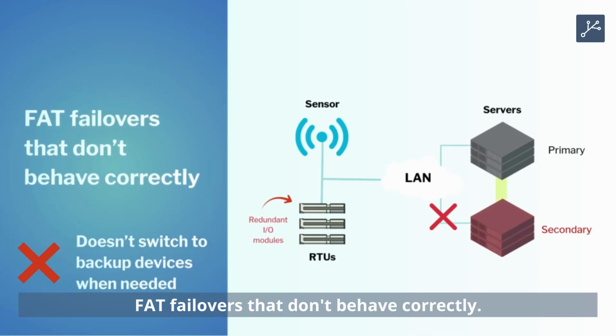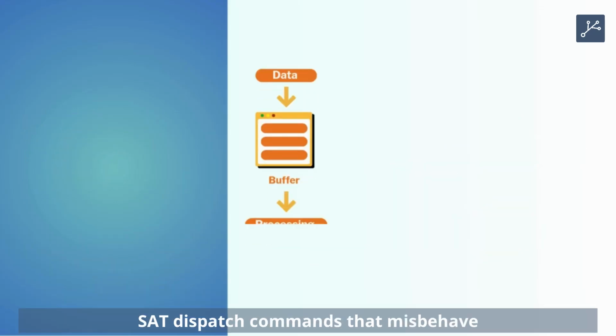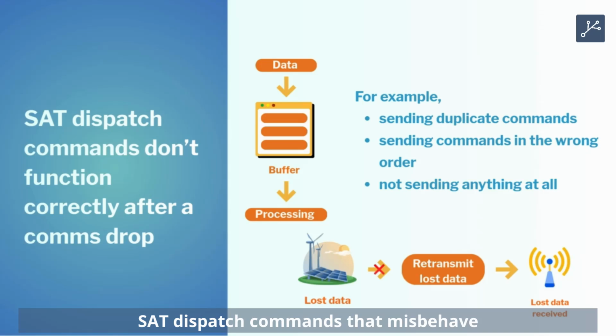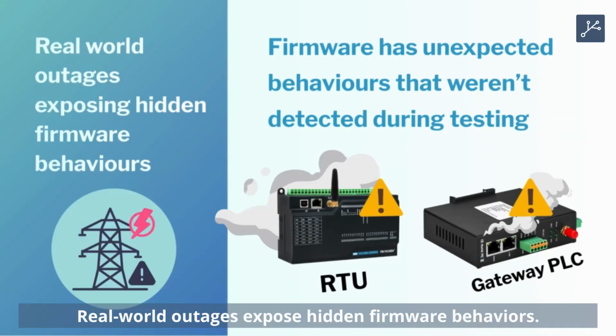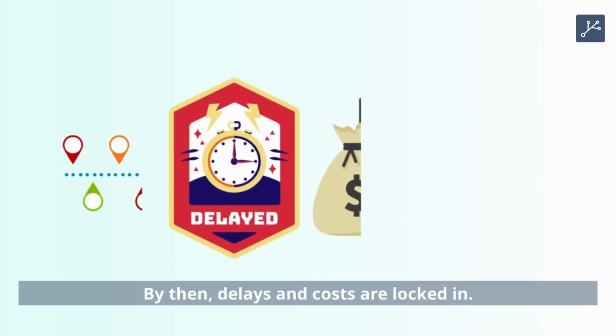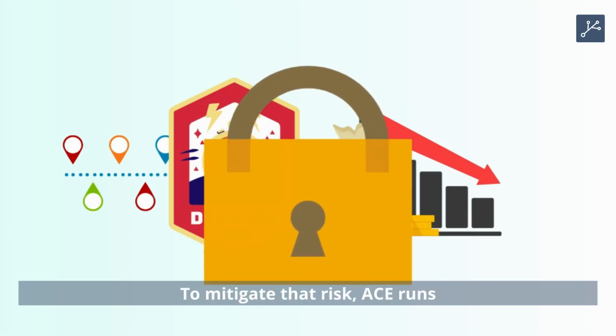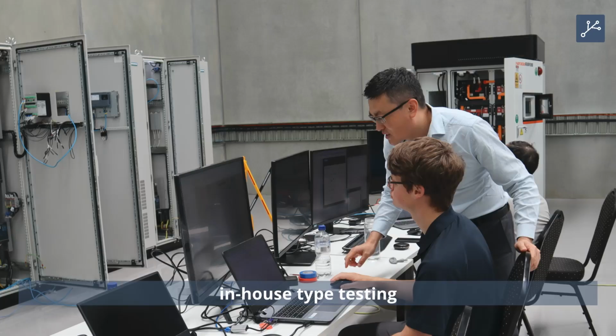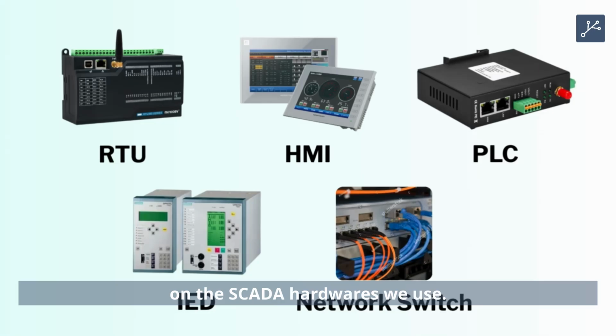FAT failovers that don't behave correctly. SAT dispatch commands that misbehave after a comms dropout. Real-world outages exposing hidden firmware behaviors. By then, delays and costs are locked in. To mitigate that risk, ACE runs in-house type testing on the SCADA hardware we use.